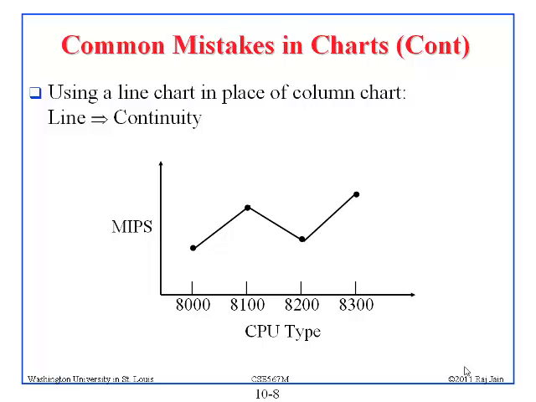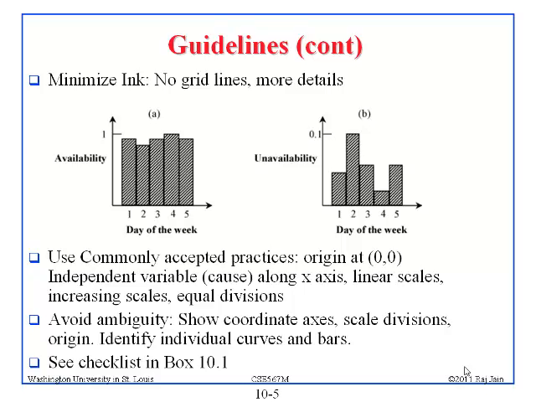Basically what we should have is a column chart, which means a bar chart more like this, where you will have one CPU, second CPU, third CPU, fourth CPU, 4 points. Alright, we'll stop right there.